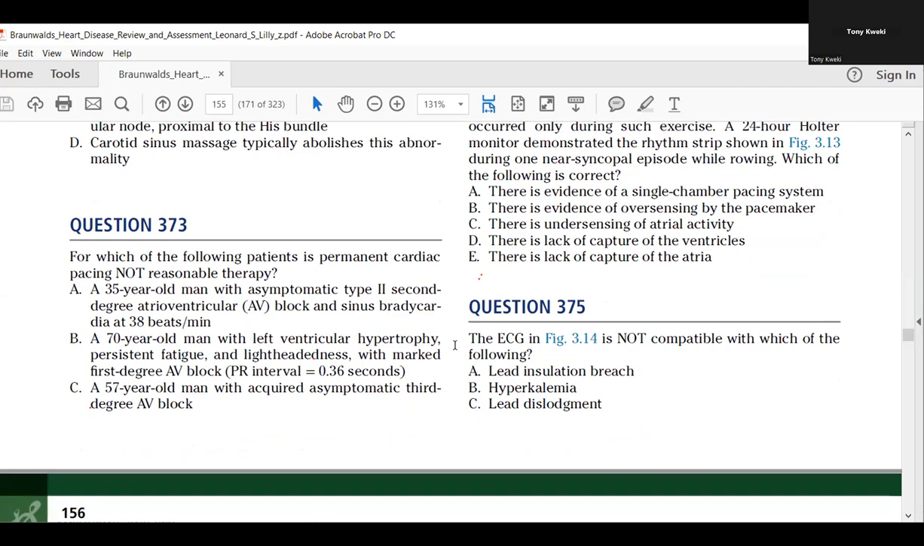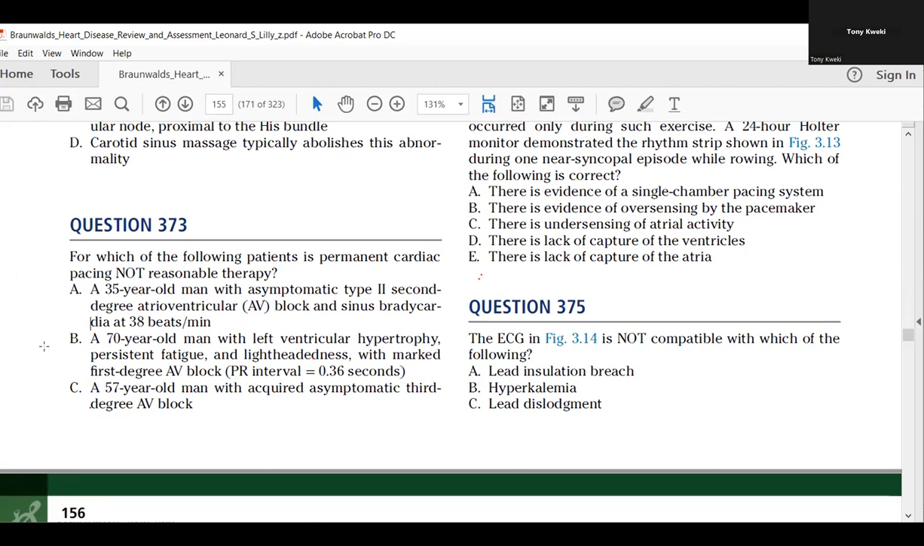So question 373 is basically asking us about indications for a permanent cardiac pacemaker. For which of the following patients is a permanent cardiac pacemaker not reasonable therapy? The first is an 85-year-old man with asymptomatic type 2 second degree AV block and sinus bradycardia.